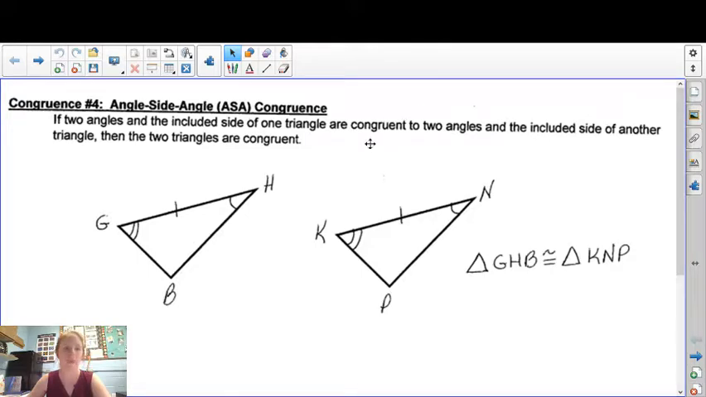All right, guys, today we're going to go ahead and talk about the next two types of congruence. We're going to do angle, side, angle, and then we will work on angle, angle, side. So let's talk about some angle, side, angle.